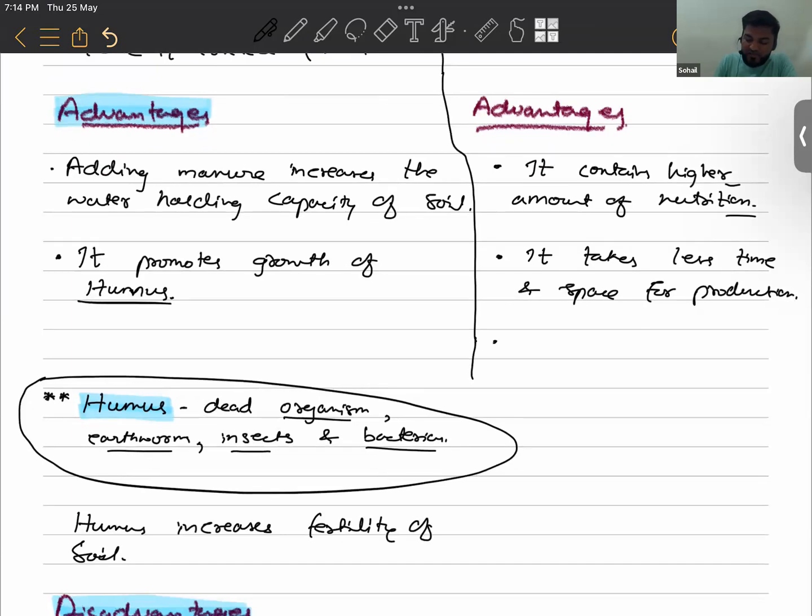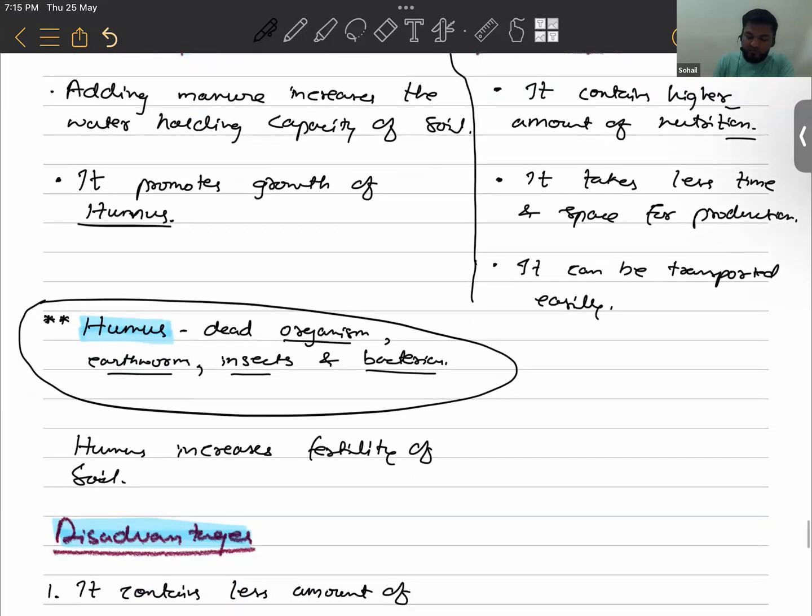And one more thing, it is easy to carry from one place to another. So the maintenance of fertilizers is also very easy. You simply pack it into sacks, jute bags or plastic bags, and you can transport it from one place to another. While in the case of manure, it is not very easy to maintain. You cannot just carry it from one place to another easily. So fertilizer can be transported easily. These are the advantages of using fertilizers.